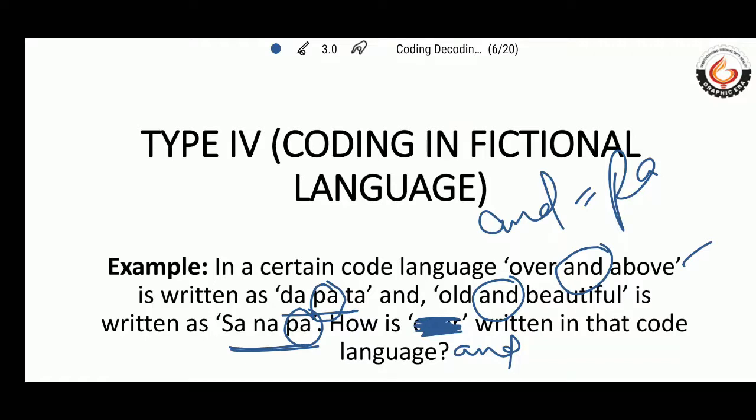It is coding in fictional languages. There could be a few more questions in such a category where there could be 3, 4, 5 statements given and you need to find multiple answers on that.